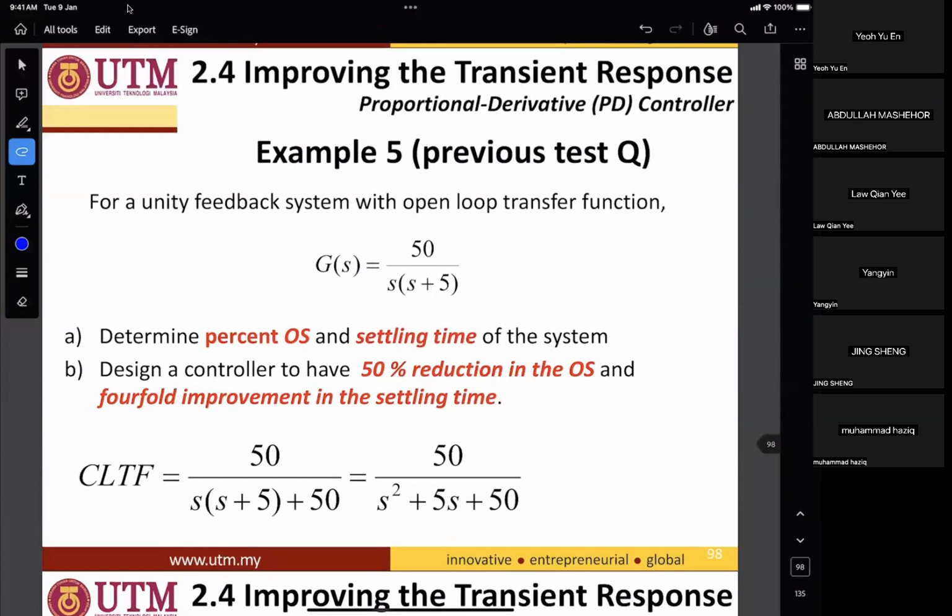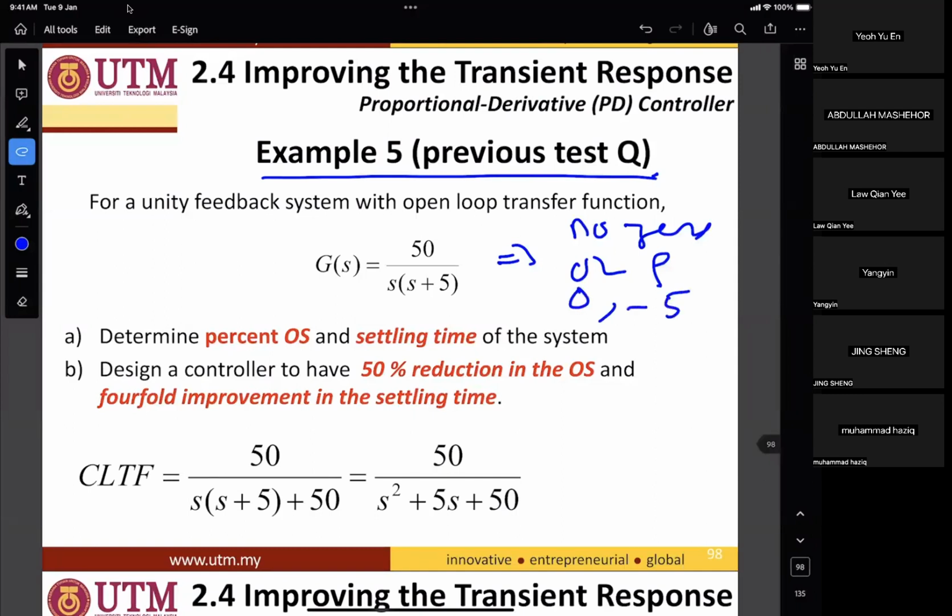So we see example 5, a previous test question: for a unity feedback system with open loop transfer function s plus 5, so no zeros, open loop poles 0 and -5. System type?